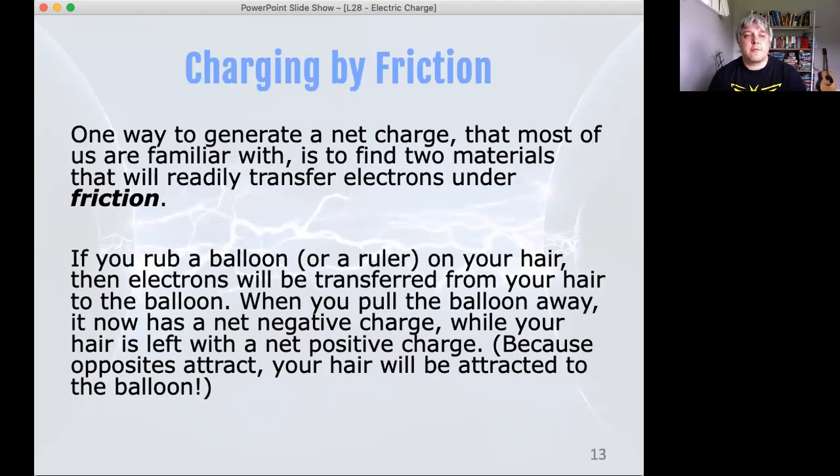The first one is friction. If you get two materials that will readily transfer electrons under friction, then you can cause a net charge on both of those objects. Remember that friction was the idea that you have to push parts of one surface, one material out of the way as you move the other material past it. So you might have a bumpy surface, then you've got an object and you're sliding it along and it has to push these bumps out of the way. In some materials, when that occurs, the electrons actually transfer. They move from the bumpy surface to the thing that's pushing the bumps out of the way.